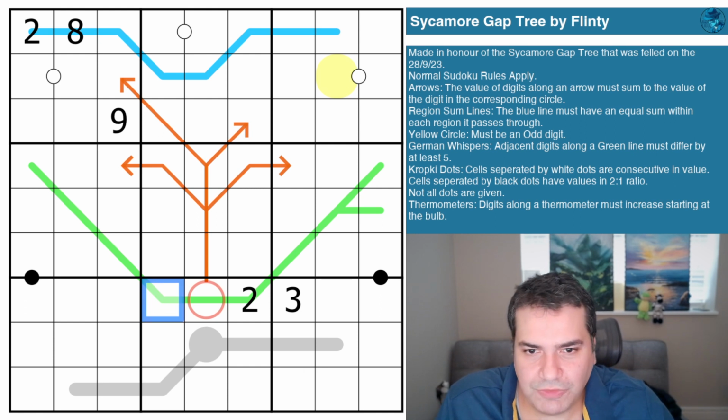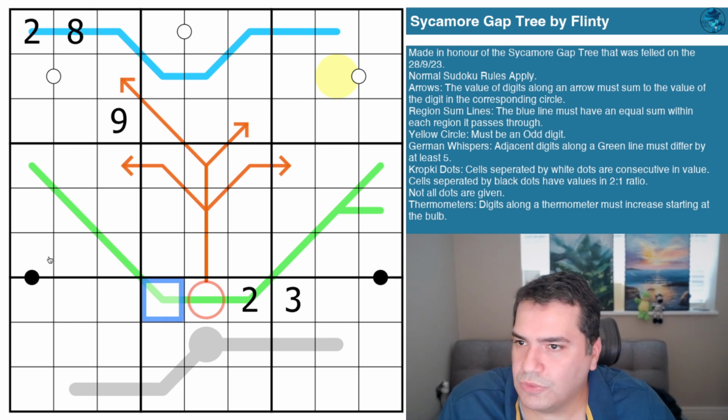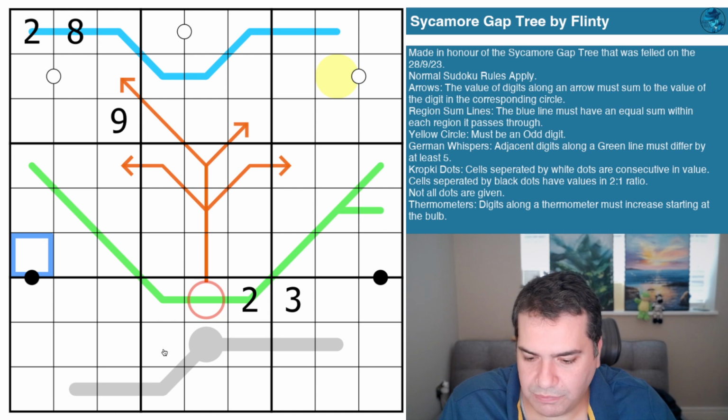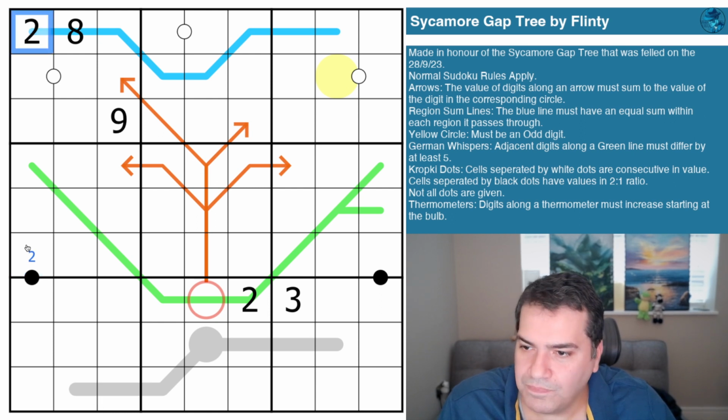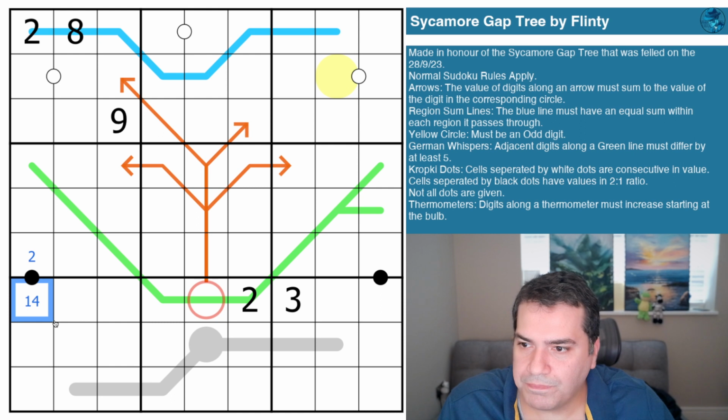Kropki dots. Cells separated by a white dot are consecutive in value, and cells separated by a black dot have values in a 2-to-1 ratio. Not all dots are given. So let's try, for example, over here a 2. That's a terrible one because it's already in the column. But if that's a 2, to be 2-to-1 away is either a 1, 1 times 2 is 2, or it could be a 4, 2 times 2 is 4.